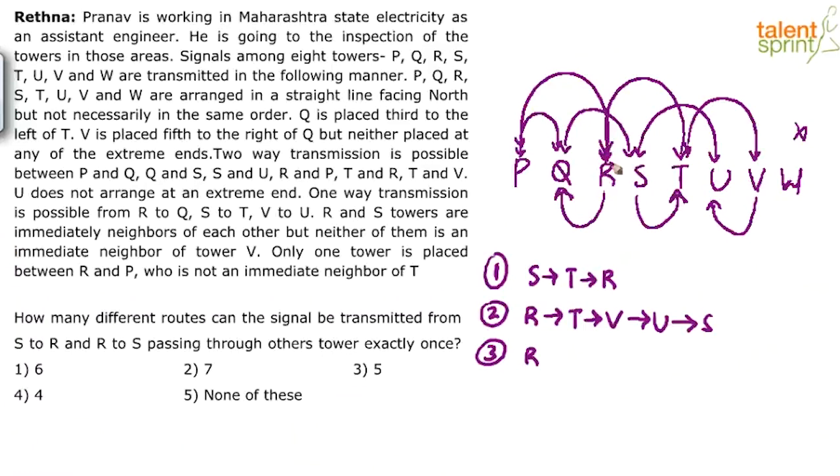From R, the other way, where else can we pass the signal? We have considered T. Let's consider P now. R to P, P to Q, Q to S. Or R to P, P to Q. That's it. Any other possibility? From P I can only go to either Q or R. So I think there are only three ways, right?